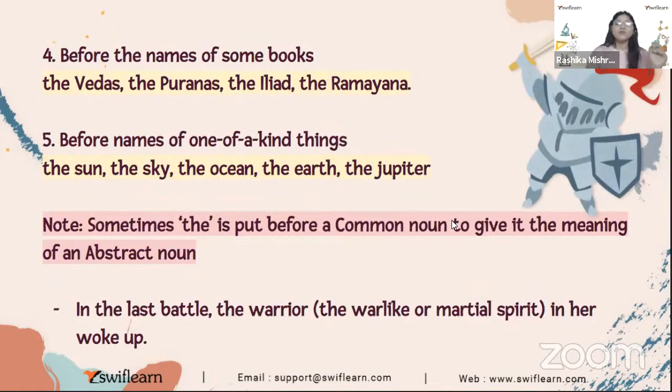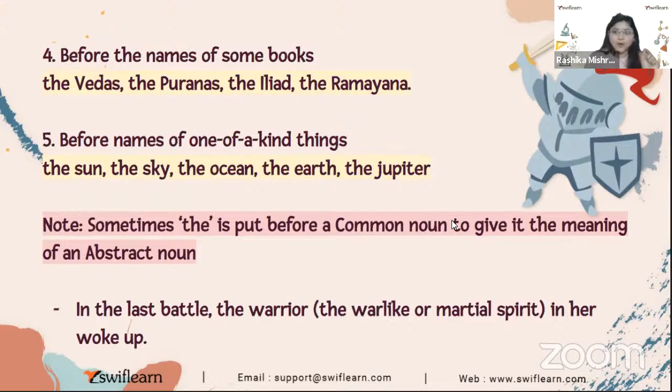Let's move ahead. Now we have the fourth case. The definite article is also used before the names of some books. For example, the Vedas, the Puranas, the Iliad, the Ramayana. We always use the before these words, because these are the names of books. Now, before names of one-of-a-kind things, the things which we have only one of. For example, the sun is only one in the universe. That is why we use the here. The sky, the ocean, the earth, the Jupiter in the same way.